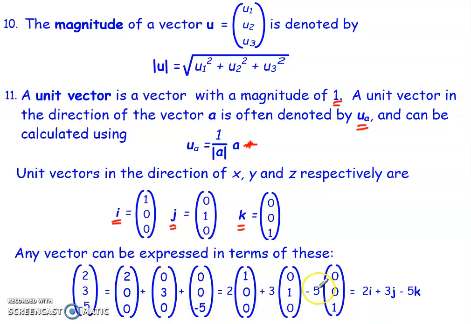What that then lets me write is that this is i, this is j, and this is k. So that vector, 2, 3, negative 5, can be written in the format of 2i plus 3j minus 5k. So we can write it like this when we're working with it. Quick and easy way to remember it: first number's your i, second number's your j, third number's your k. Nice, quick and easy way of doing it.